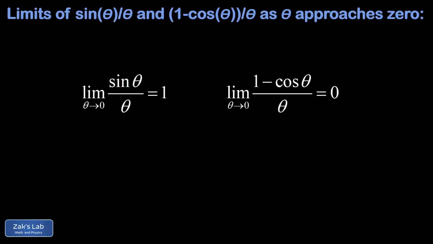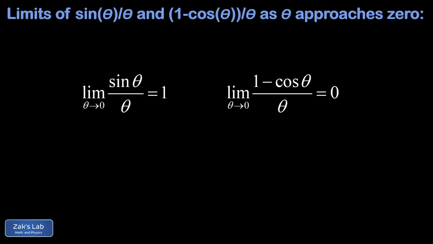Now, neither one of these limits is immediately obvious. So for the first one, the sine function approaches 0 as the angle becomes small, giving us a 0 over 0 indeterminate form. And for the second one, the cosine function approaches 1 as the angle becomes small. So I have a 1 minus 1 in the numerator. Again, we're approaching a 0 over 0 indeterminate form.